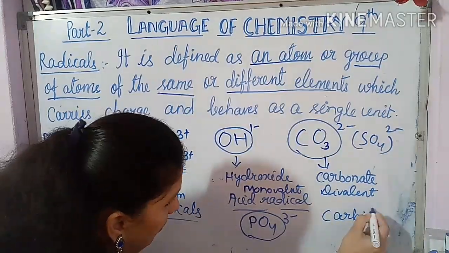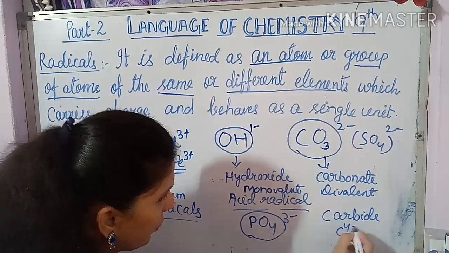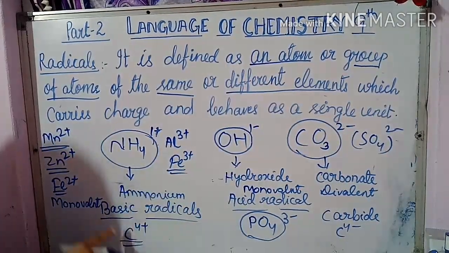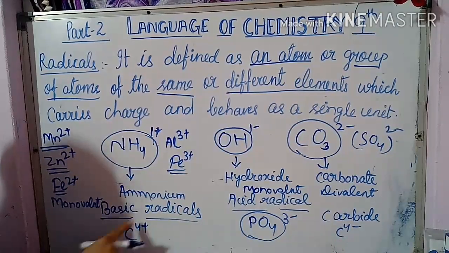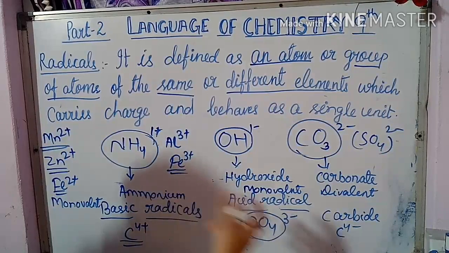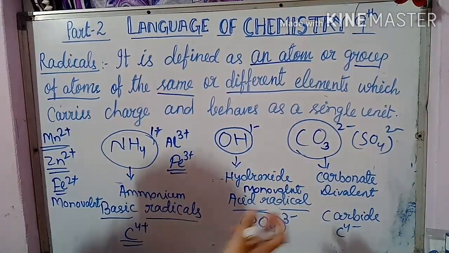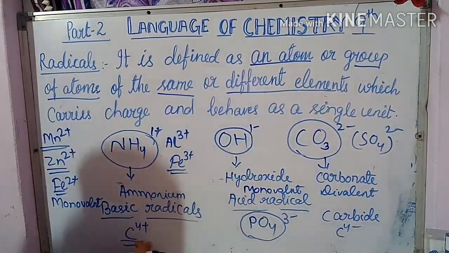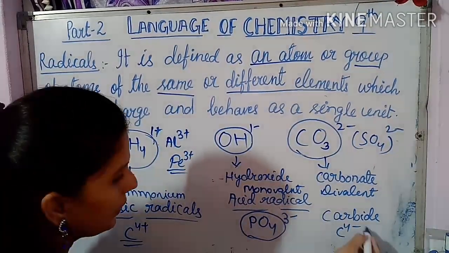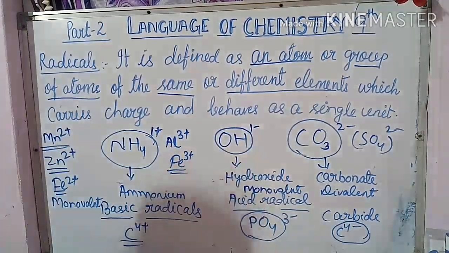Carbide, C4 minus also, because as I have told in the previous period, carbon has 4 valency. It can donate and it can also accept. It will go under sharing. So that time it is termed as the basic radical also, and it is termed as the acid radical also, and it is known as your carbide, and it is the acid radical.